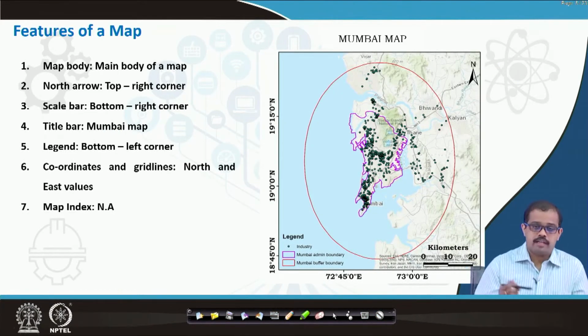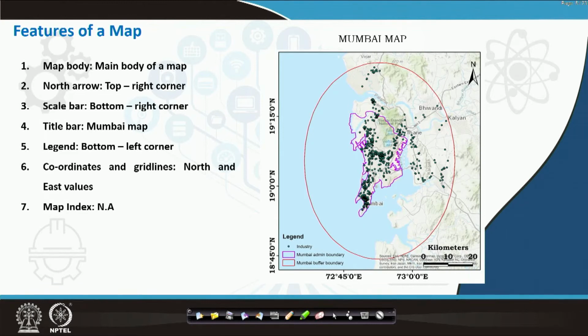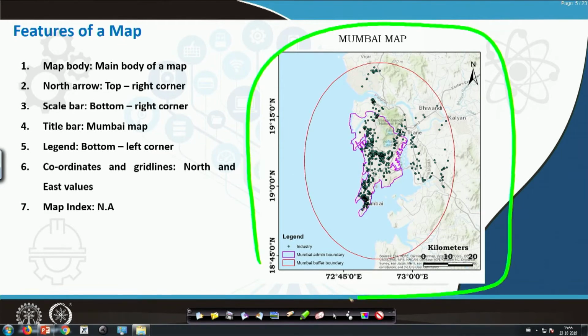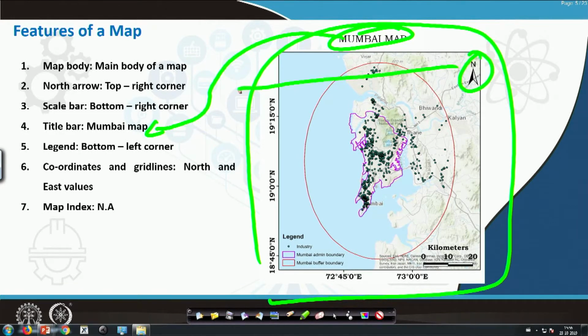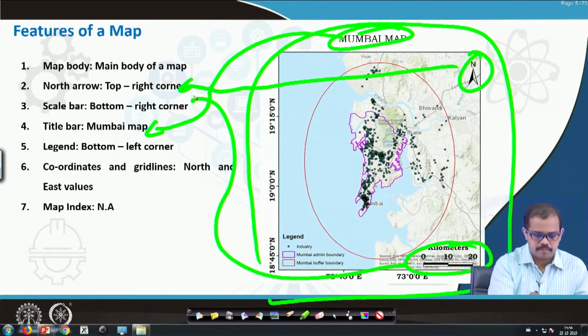Just to give you another example of the features of a map. This entire thing is the main body of the map. I am representing Mumbai, and I have given a title. The title is already there, right? I have given a north arrow, so the north arrow is represented. I have added a scale here, so the scale bar is represented.